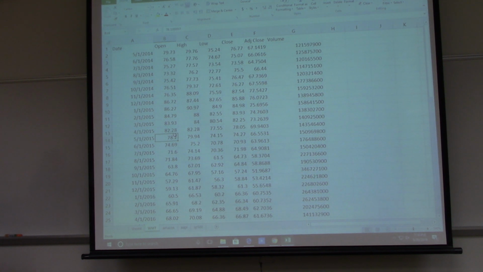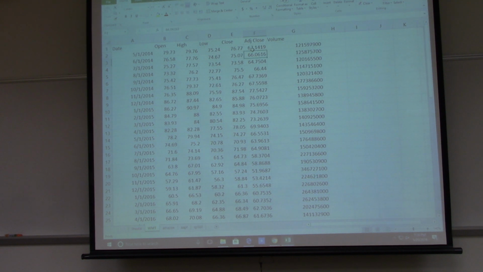So the high means the highest price the stock has gone to in that day. The low is the lowest price the stock has fallen to for that day. Close is when the market closes, this is the closing price for that day. Sometimes a dividend is paid, so it's such a difference. Anyhow, the adjusted close price is after considering the payment of dividends, the dividend-adjusted close.